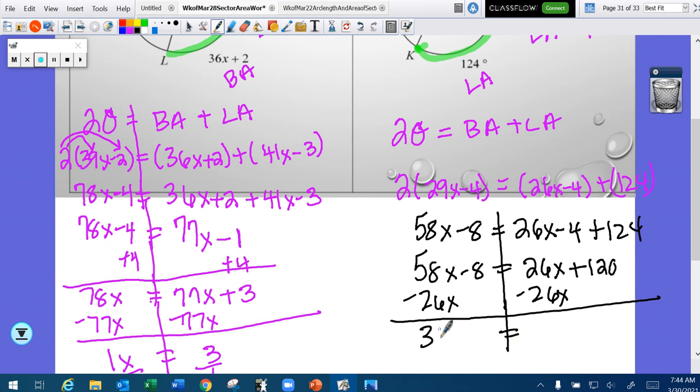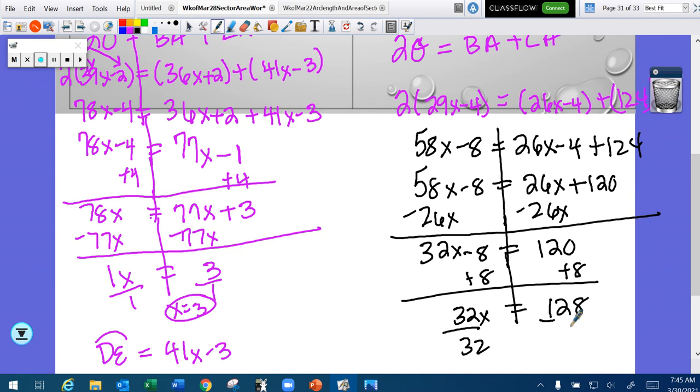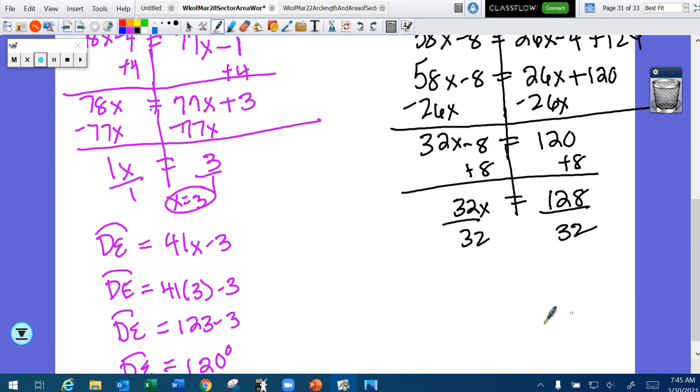So 32x goes here, minus 8 equals 120 on the right side, plus 8 plus 8, 32x equals 128. Divide that by 32. Divide this by 32. X equals 4.